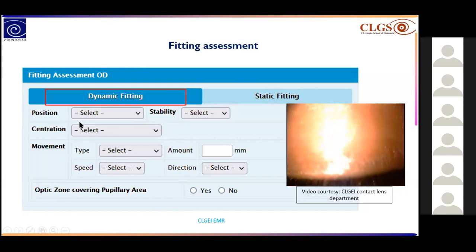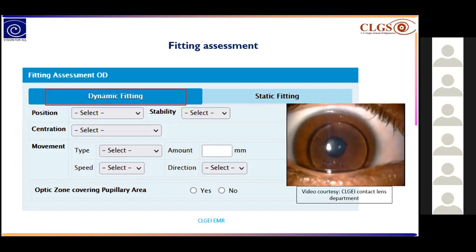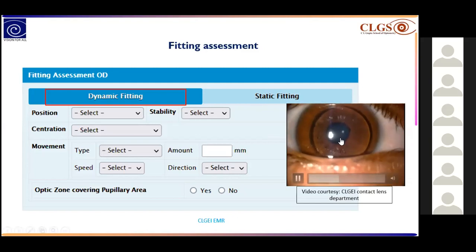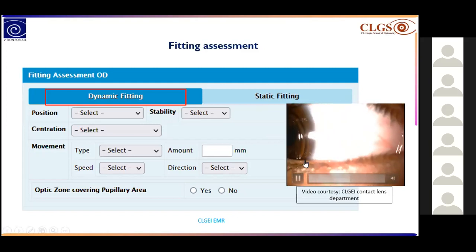In the position, there can be two scenarios. Either the lens can be an interpalpebral fit or an under the lid fit. As you can see in this picture, this is showing the interpalpebral fit because the lens is in between the upper and lower lid.